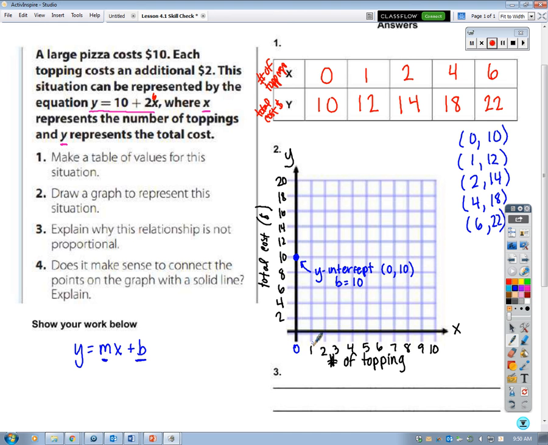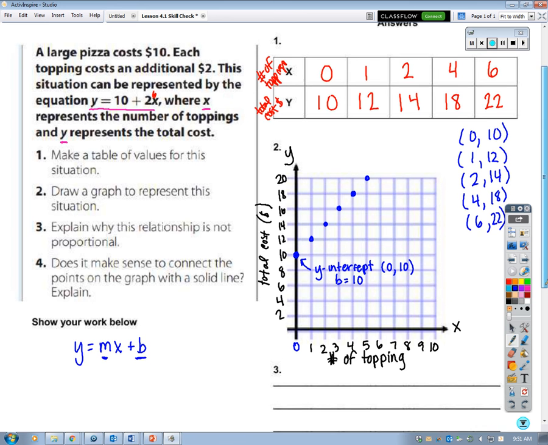One topping pizza costs $12. 2 toppings costs 14. 3 costs 16. 4 costs 18. 5 costs 20. Okay? So how many of you guys were on the right track? How many of you guys were not on the right track, but it makes sense now? Good.